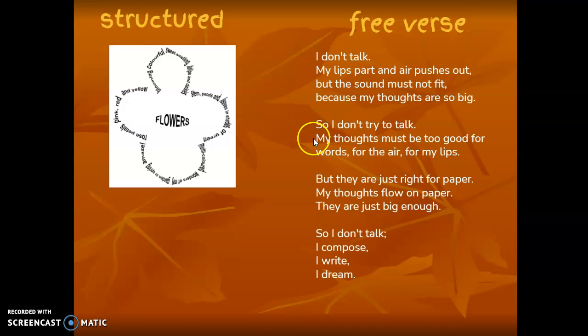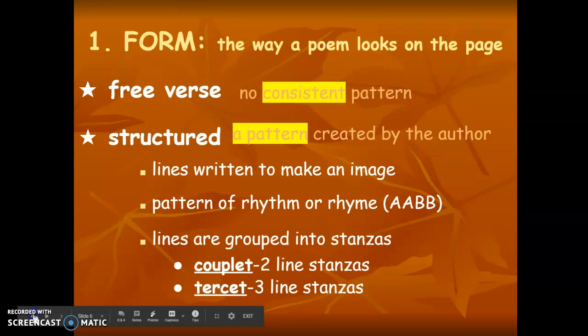So as we look at poetry, one of the things that we're going to look at is its form, and we're going to categorize it in one of two ways. Either the poem is free verse, and we have to explain why, or the poem is structured, and we would have to explain why using some of this terminology.